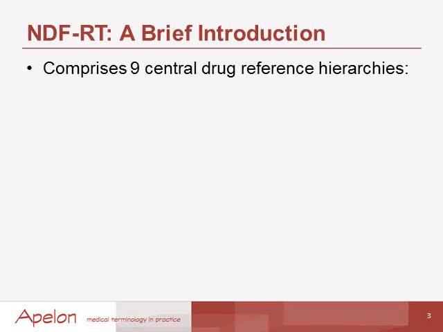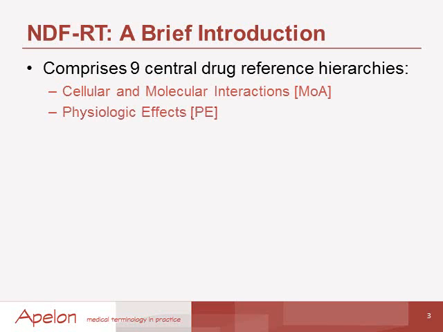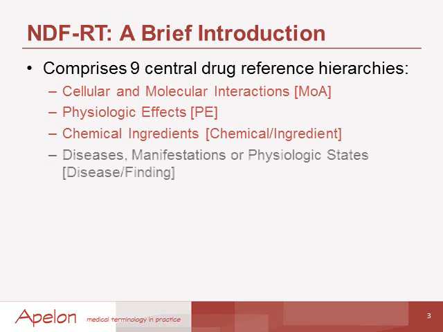NDF-RT includes 9 central drug reference hierarchies. The mechanism of action focuses on the effects of drugs on a cellular or molecular level. Physiologic effects focuses on the effects of drugs on a body system or organ level. Chemical ingredient, sometimes referred to as chemical structure, lists the ingredients of drugs in a structural classification. The chemical ingredient hierarchy is based upon the National Library of Medicine's medical subject headings, or MESH, although it does contain some NDF-RT specific divergences.